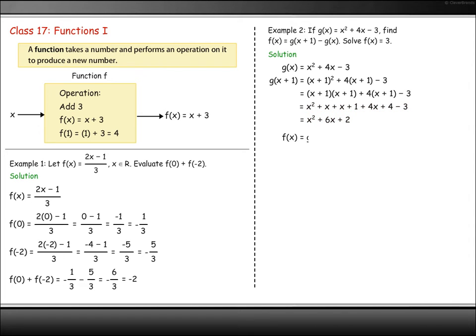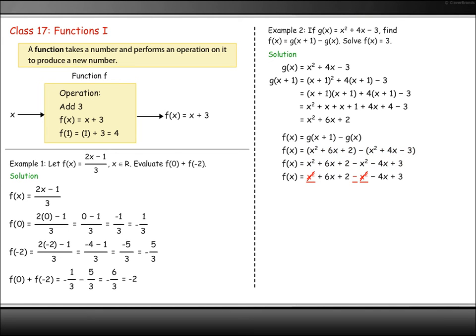Now work out f of x. Replace g of x plus 1 by x squared plus 6x plus 2, and g of x by x squared plus 4x minus 3. Tidy up f of x. f of x equals 2x plus 5.